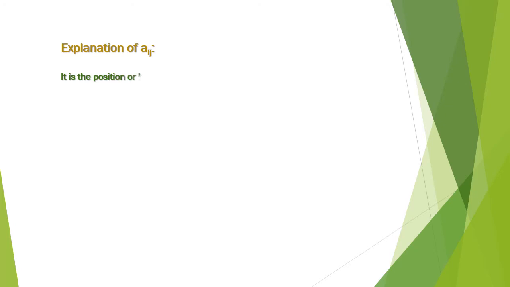Now actually we have already discussed it, where the element is placed and what the position of that element is. It is the position or location of an element inside the matrix, where the actual element is located. Now you can see the example there, D.